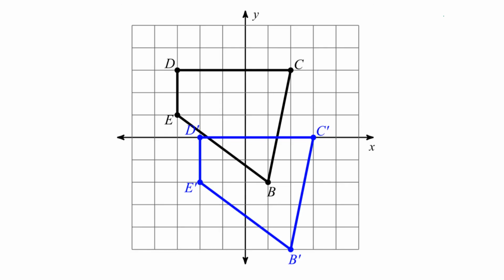We have our pre-image B, C, D, E, and our image B prime, C prime, D prime, E prime. We need to figure out how much it is translated by. Let's start with D. It went 1 unit right and 1, 2, 3 units down.